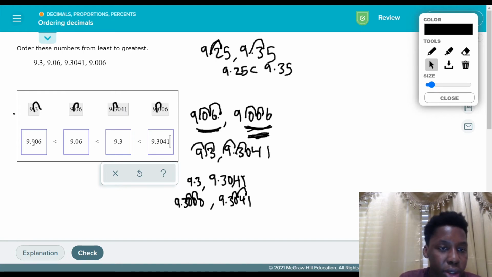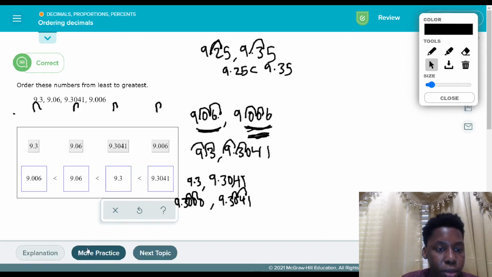So basically this is telling us the order of how it goes, from the least number to the greatest number, from the smallest to the biggest. So 9.3041 here is the biggest, 9.006 here is the smallest. Let's check that out. Check. Okay, so let's work on more practice.